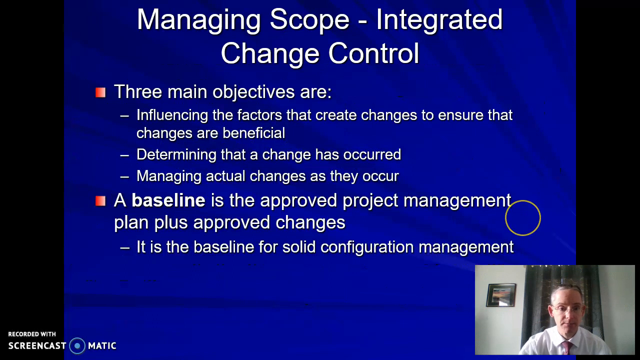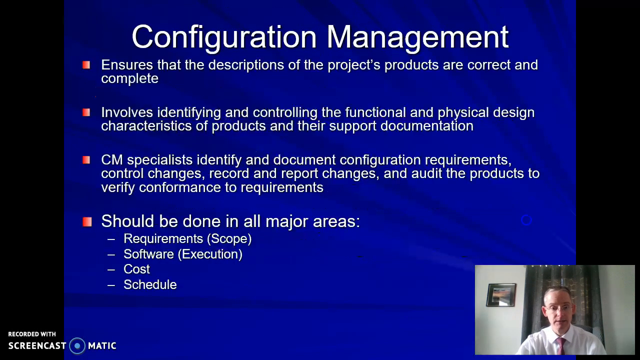The main objectives are to influence the factors that create changes and make sure those changes are beneficial, determine that changes actually occurred, and then manage those actual changes as they occur. Baseline has to be approved by project management continually, so it has to be only the approved changes going forward. Configuration management is going to be the method by which we do that. So you have a configuration for your scope plan. You have a configuration for the project. Any changes to that have to be approved through the configuration management process. Okay, so changes done through scope, through the software and execution, through cost, or through schedule. All those things have to be managed and controlled, as well as the physical design.